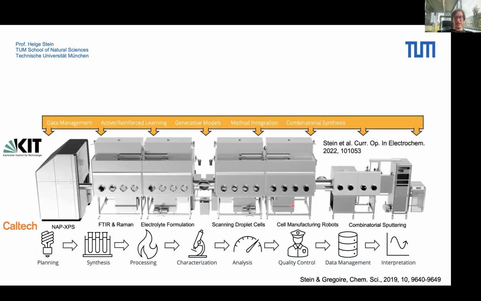And then what we did at KIT, so you might know that my group just recently moved, or is still in the transition of moving, from Ulm, the Helmholtz Institute in Ulm, to the Technical University of Munich. We actually won't take this machine with us, so it's still there. And what we did there is we took the idea of taking all these different research tasks and actually building this up in a physical system. So we had combinatorial sputtering, cell manufacturing robots, scanning droplet cells, electrolyte formulation, high throughput Raman spectroscopy, and then the ambient pressure XPS. And then we wanted to integrate, and we actually succeeded, to put some of these data-driven things like generative models or active and reinforcement learning into the hardware and actually talk to the hardware.